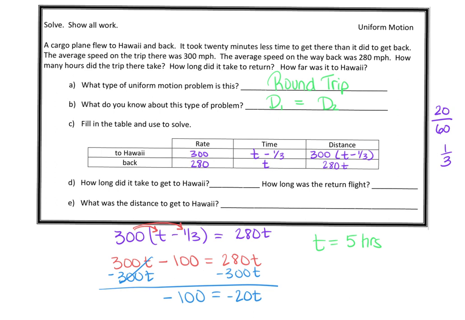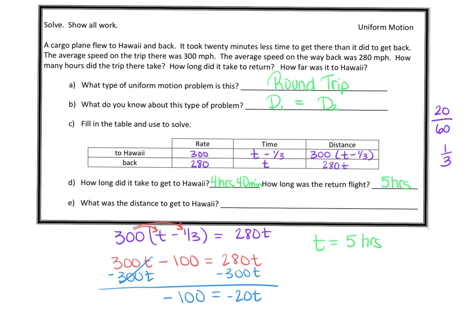The time for which one? The way back. So which of these am I going to fill in? The return flight. The return flight was 5 hours. That's what my variable stood for. On the way there, it took 20 minutes less. What is that? 5 hours minus 20 minutes is 4 hours and 40 minutes. All right? 4 hours and 40 minutes.